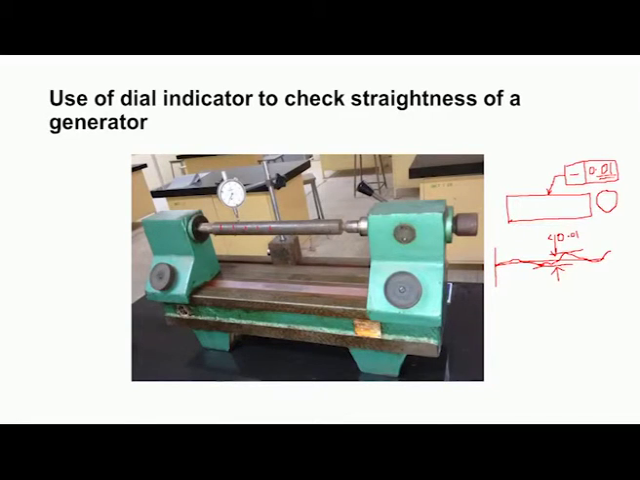Similarly, we can conduct this experiment on many generators. We have to rotate the workpiece specimen and at different angles take the reading, and if in all the angular positions the error is less than the specified value, then we say the cylinder is straight.